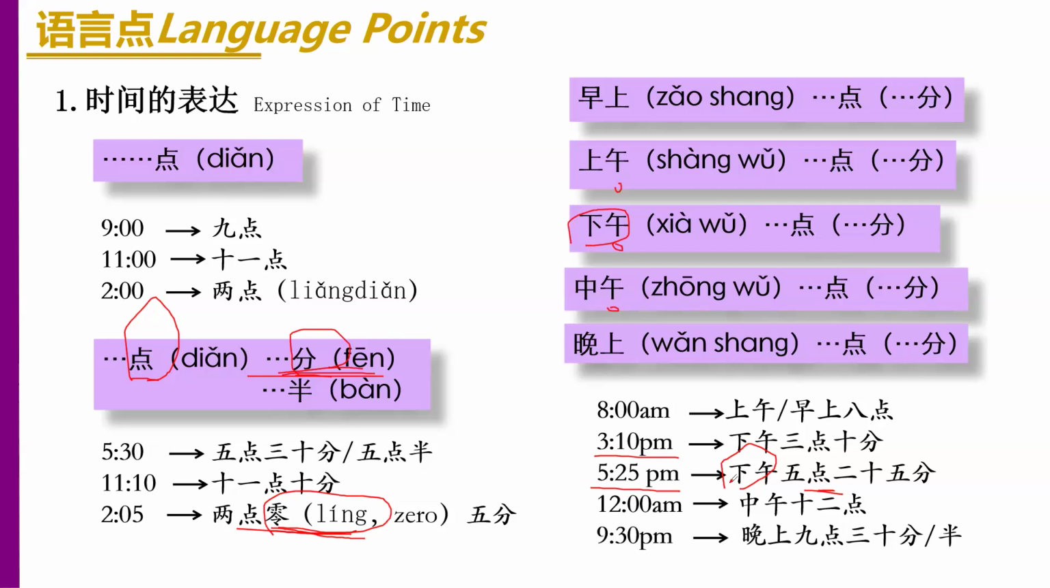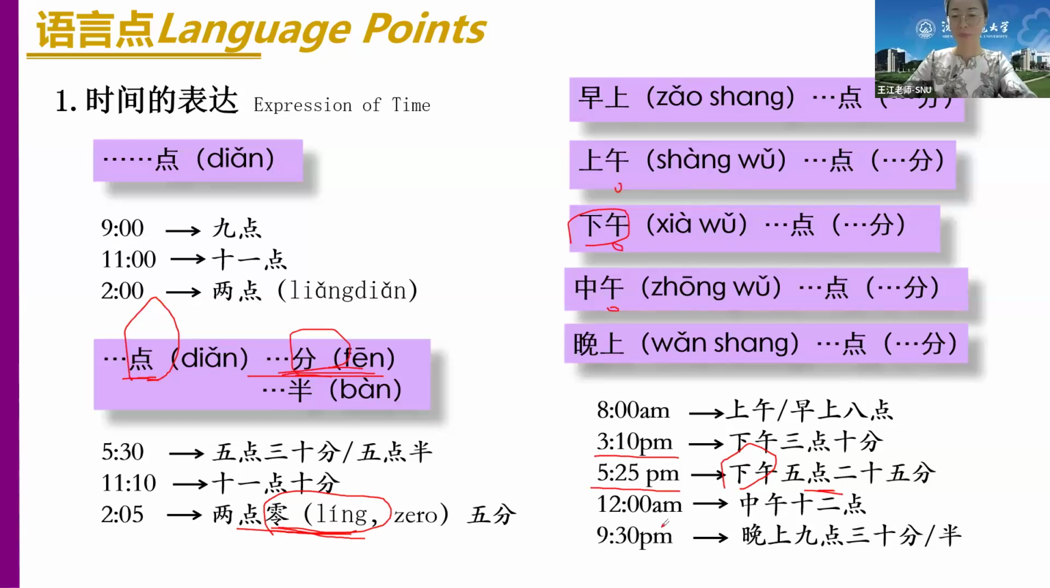No? Minute. 25 minutes. Minutes. Yes, right. 下午, PM. 下午5点25分. Okay? Just remember 点 o'clock, 分 minute.